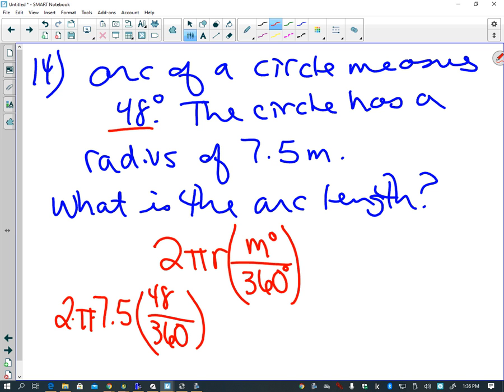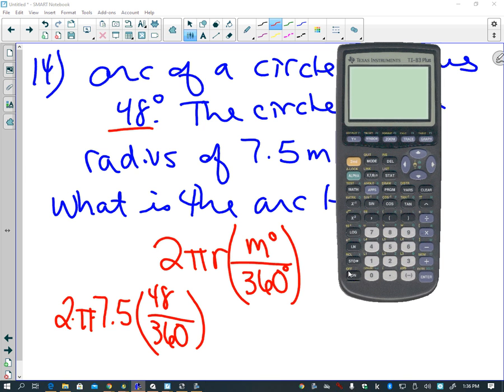If I was going to do this, I would pull up my graphing calculator like this. I don't need any of that. You should just have a paper copy. Well, 2 pi 7.5 times 48 divided by 360. Okay?